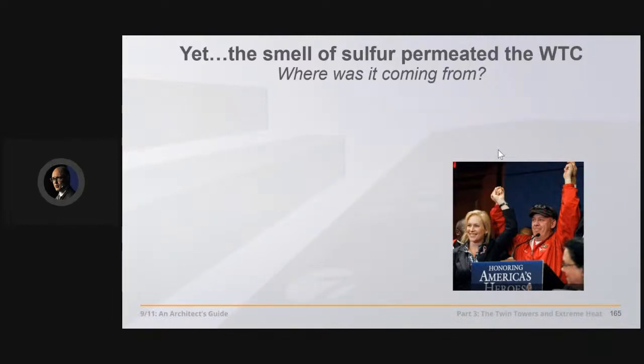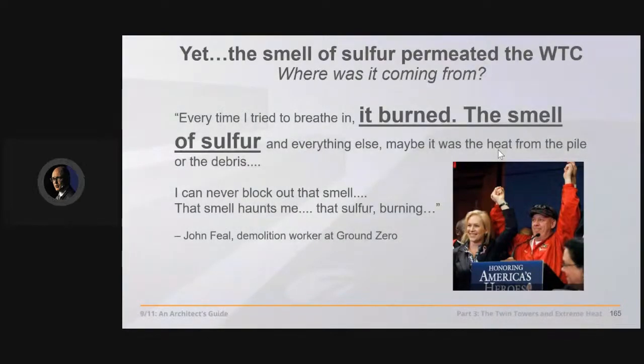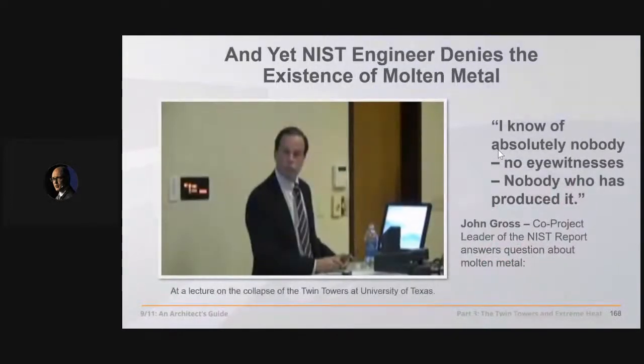The smell of sulfur permeated the World Trade Center. Where is it all coming from? It burned, that smell of sulfur. Well, how about, what does NIST say about all this evidence of pools of molten iron and so forth? Let's listen to John Gross, the co-project leader.